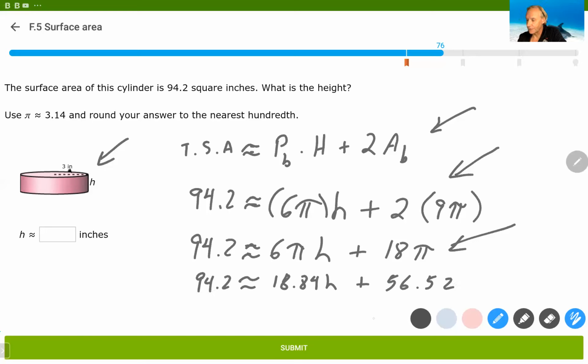And I don't have enough room to do the solving on this, but I'm going to go ahead and subtract the 56.52 from both sides. And then I'm going to end up dividing by the 18.84. So subtract from 94.2, and then 56.52. Divide by 18.84. We get approximately 2. And I'm going to double check it. Looks good so far. Yeah.